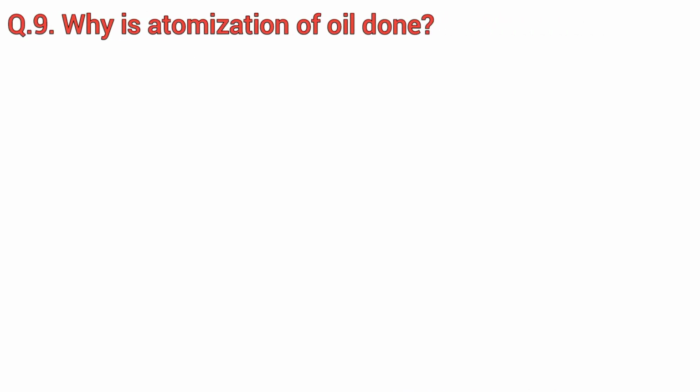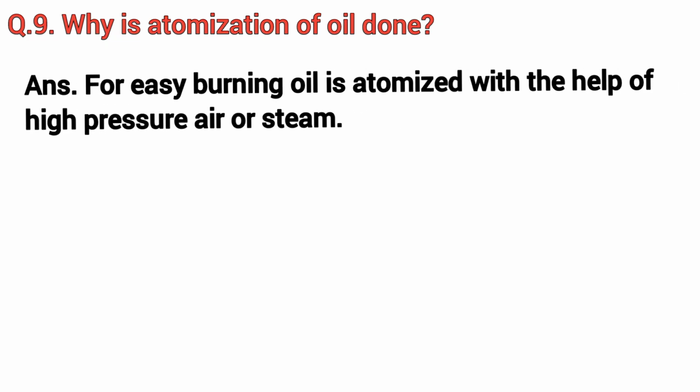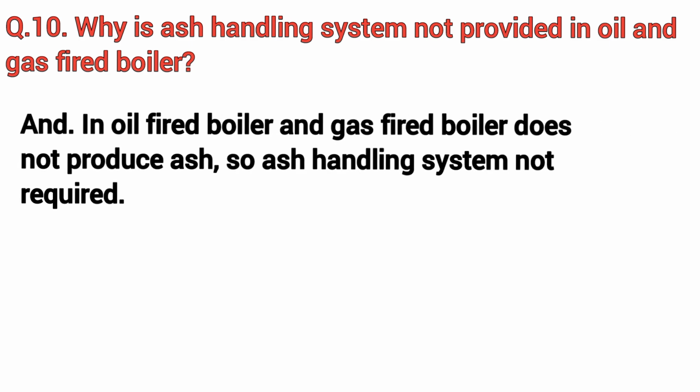Why is atomization of oil done? For easy burning, oil is atomized with the help of high pressure air or steam. Why is ash handling system not provided in oil and gas-fired boiler? Oil-fired boiler and gas-fired boiler do not produce ash, so ash handling system is not required.